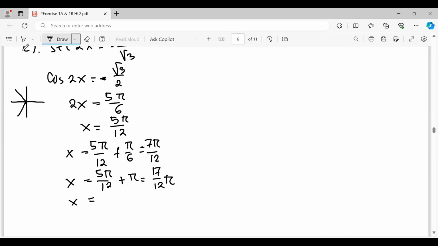Going to scroll down, right? x equals 5π/12 plus 7/6 π equals 19/12 π.